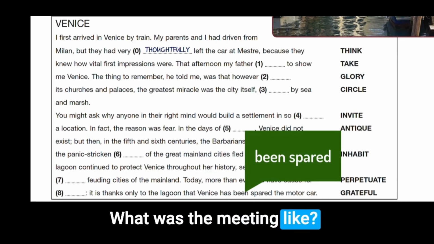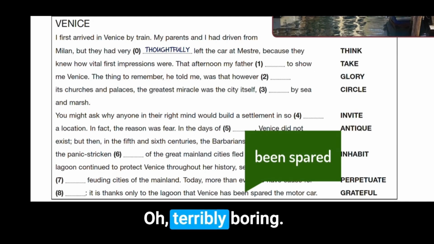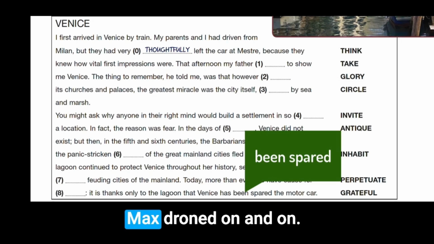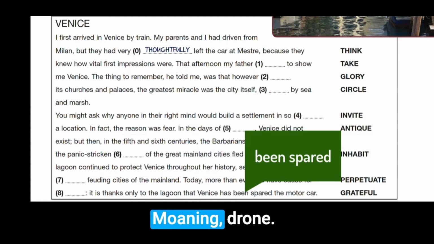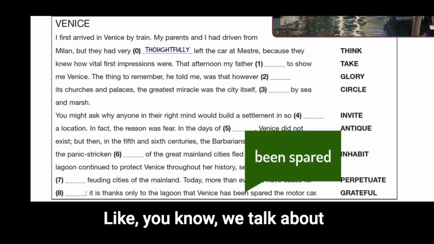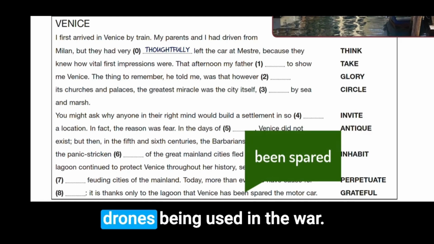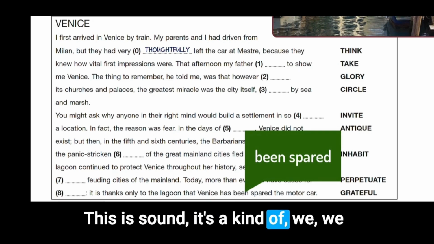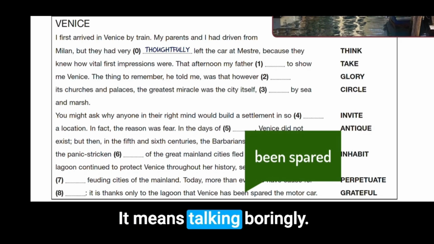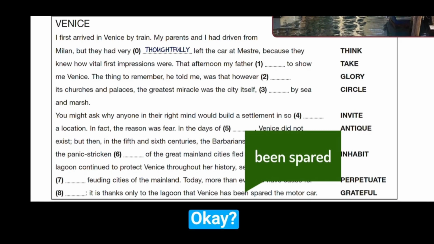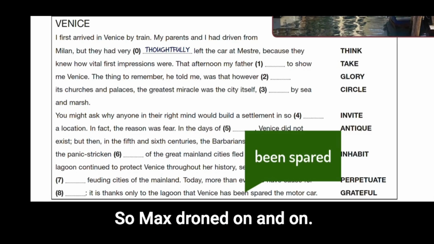What was the meeting like? Oh, terribly boring. Max droned on and on. Drone on and on. Drone. Moaning. A drone, like, you know, we talk about drones being used in the war. It's a sound, we talk about someone droning on. It means talking boringly. Okay. So where was I? So Max droned on and on.